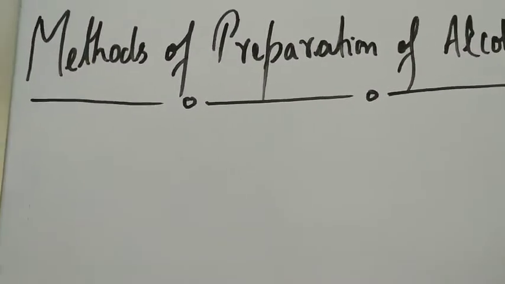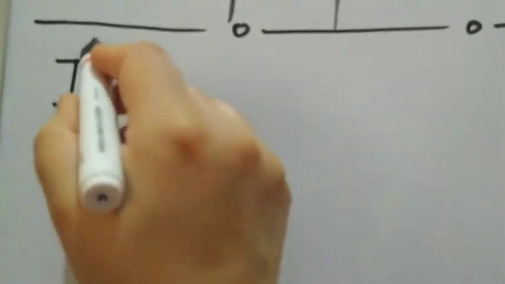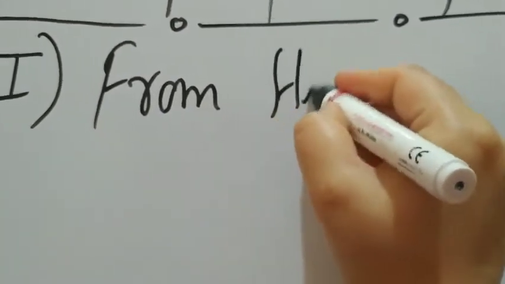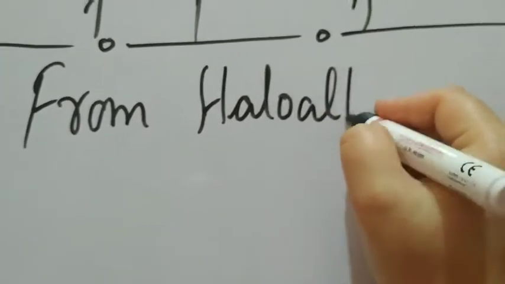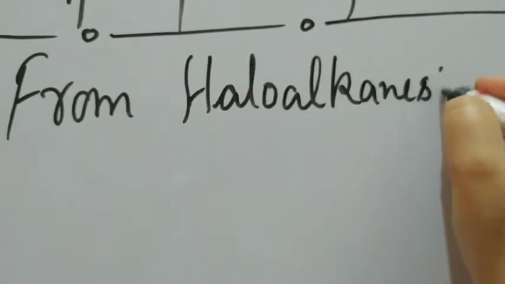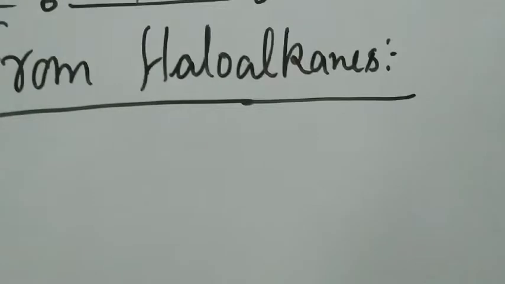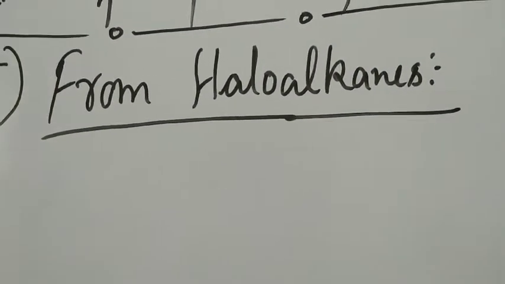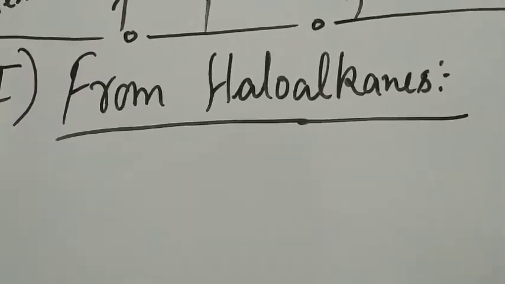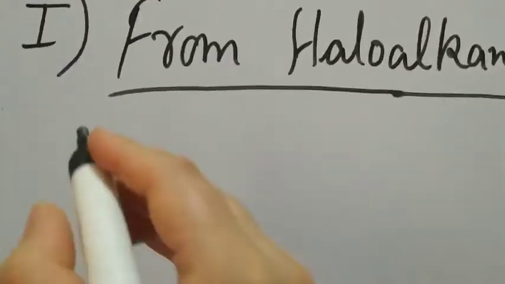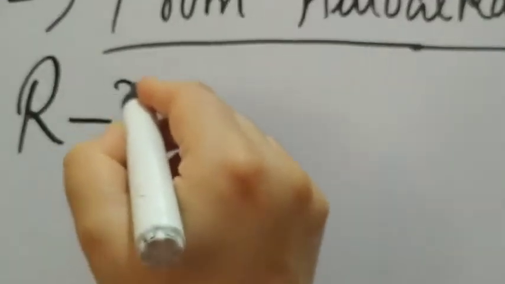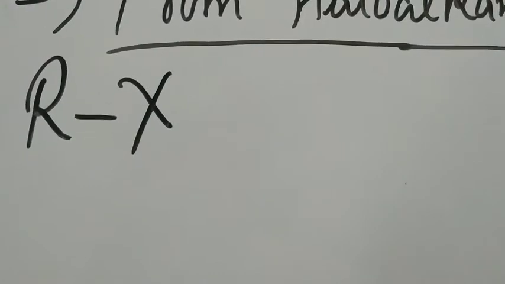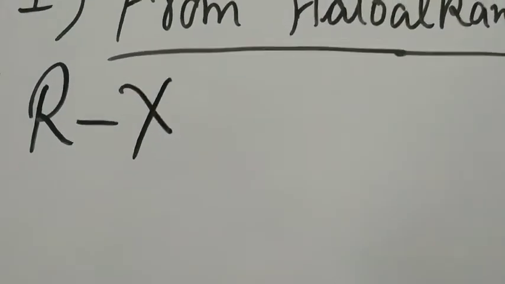The first method by which we can prepare alcohols is a very simple method. We can prepare them from haloalkanes, right? The first method of preparation is the preparation from haloalkanes. So what is a haloalkane? RX. The general formula is RX. R is the alkyl group and X will be the halogen atom, which can be anything: chlorine, fluorine, bromine, iodine.